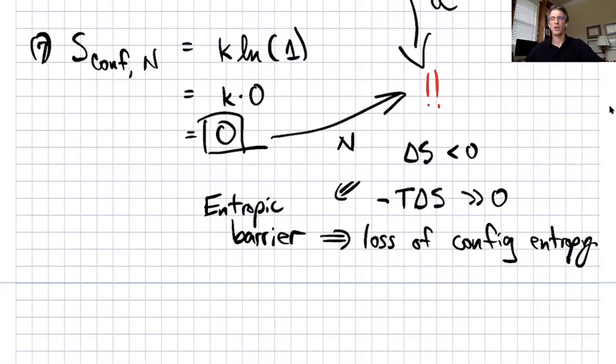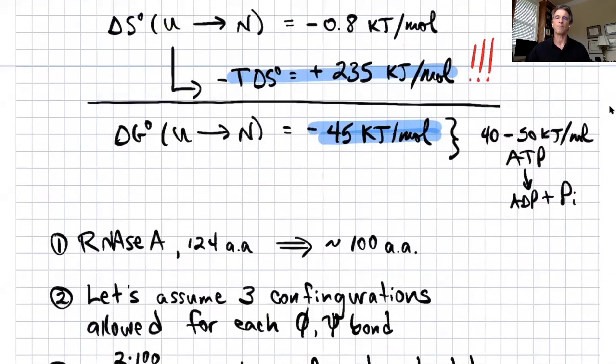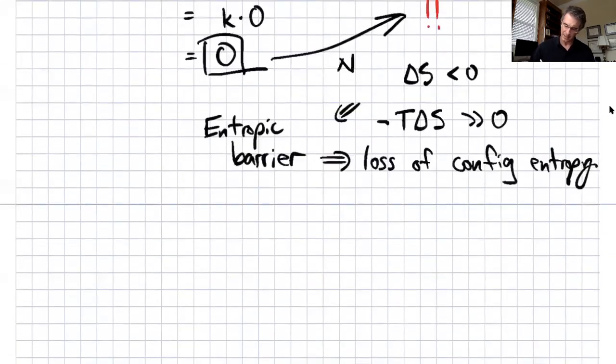The polypeptide must lose configurational entropy in order to fold. But just like with the ice, you've got to pay the price. Somehow, there's a way to compensate, and to compensate just enough to get that protein stable by about 45 kilojoules per mole. All right, so the question then is, how does that happen?